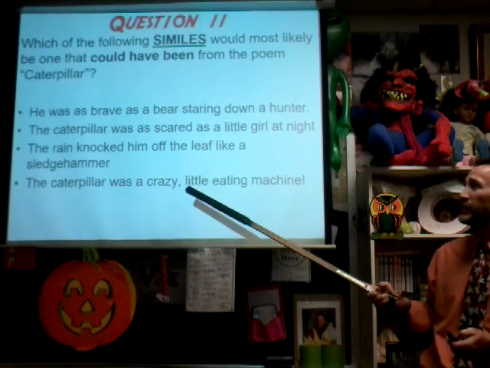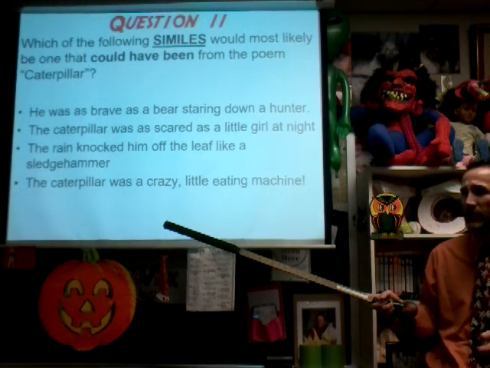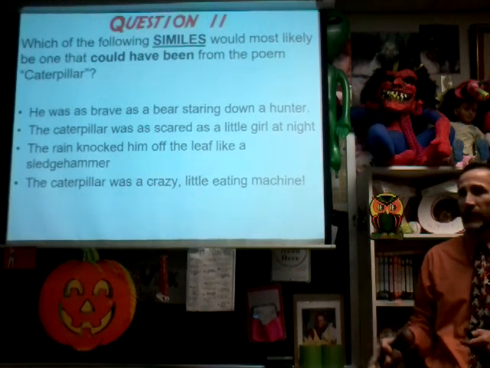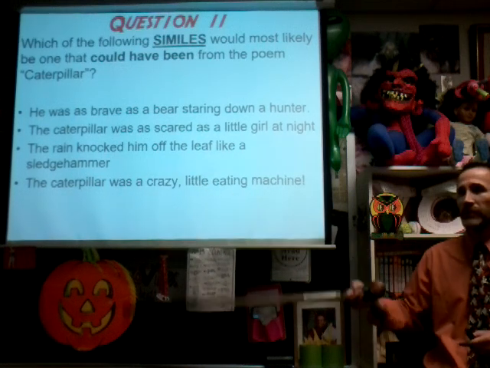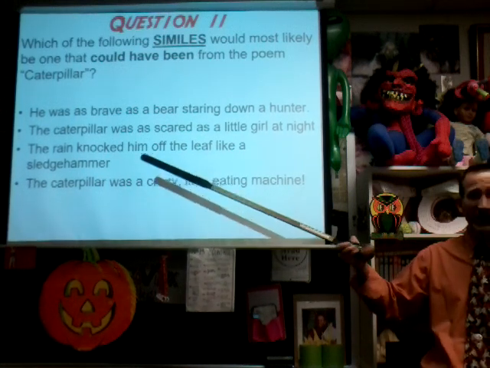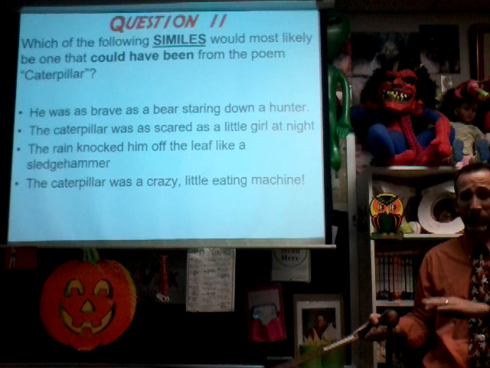The rain knocked him off the leaf like a sledgehammer. That would work because it's a simile, and it got knocked. It almost knocked him off the leaf, but it didn't. No, it didn't. It's said that. They never said it. I know, that's why it's a simile. I'm saying no. Does he get knocked off? No. So would that one work? No.